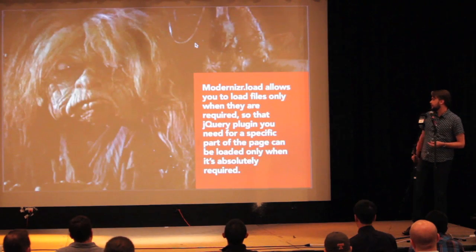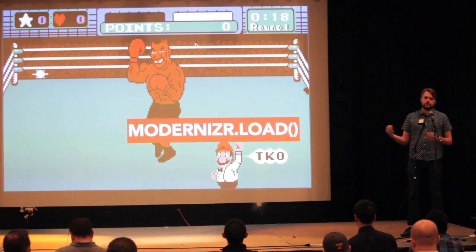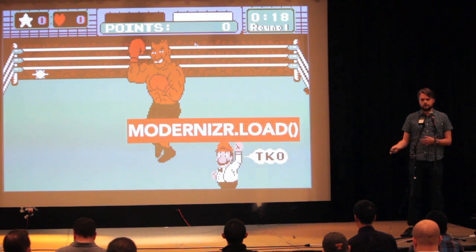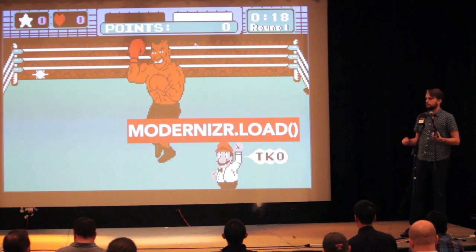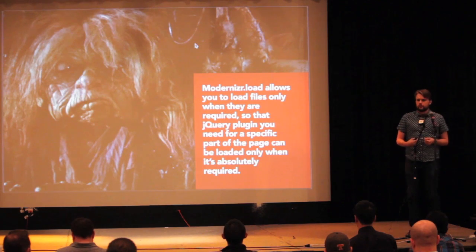The other cool feature of Modernizr is the Modernizr.load. Now this gives us the ability to asynchronously load in assets and change things after the initial page load. It's really handy, and we'll get into it. It allows you to load files only when they're required.